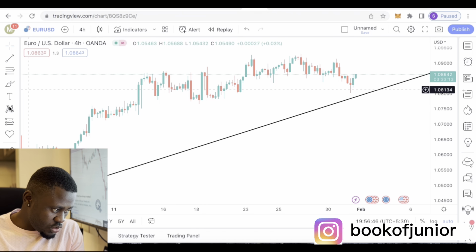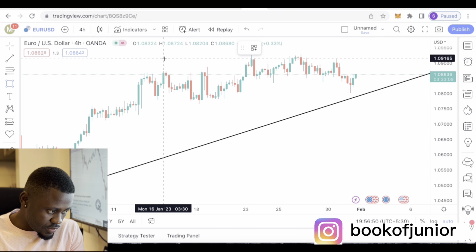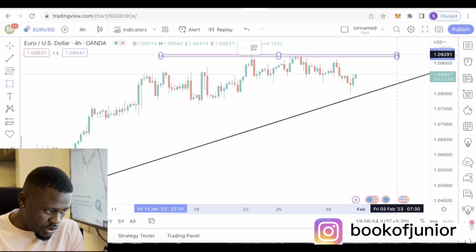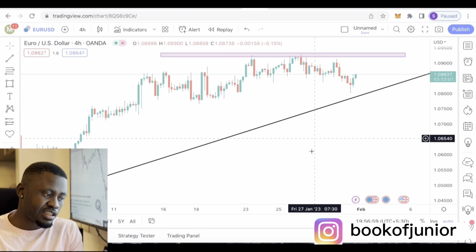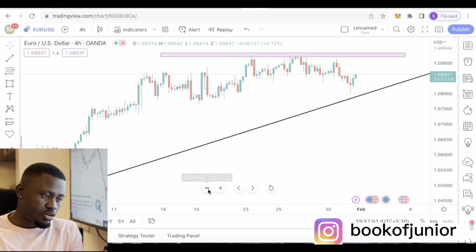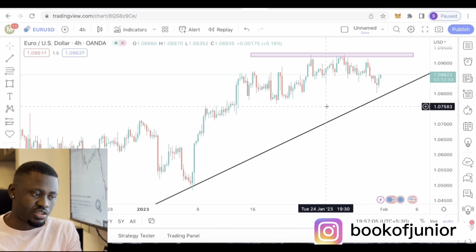So what we're going to do is draw out a rectangle like this, as you can see. So this is the point where the market is acting as support and resistance. Now this point that I've just marked out is a resistance zone, since price failed to break here once and here twice, meaning that it is a resistance zone.